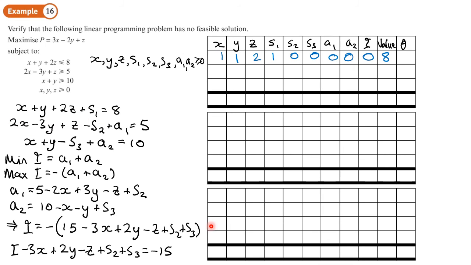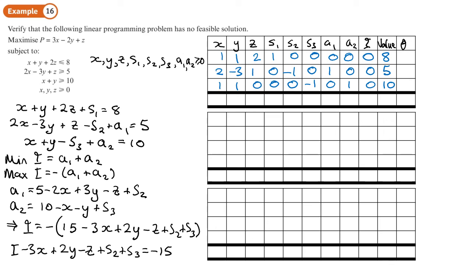On to this equation here, we will have 2, minus 3, 1, no S1, negative 1 S2, no S3, we've got an A1, no I, and a value of 5. Third equation here, we're going to have x plus y, no z, no S1 or S2, a minus S3, then an A2, no I, and that has a value of 10.